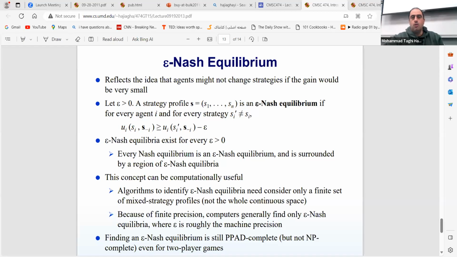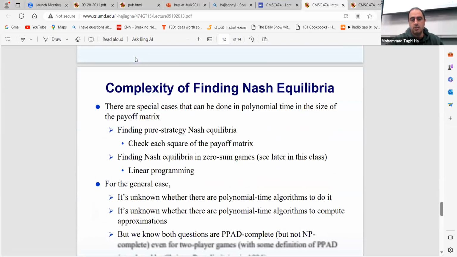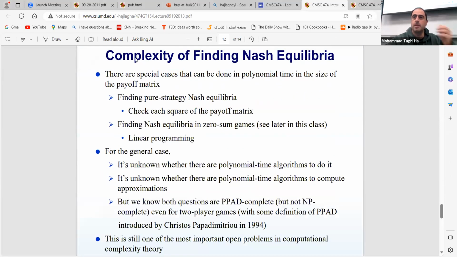Great. Okay. So last time we talked about Nash equilibrium and how we can compute it. Essentially, we talked about the complexity of finding Nash equilibrium, and we gave an algorithm that in certain cases we can actually solve the problem.